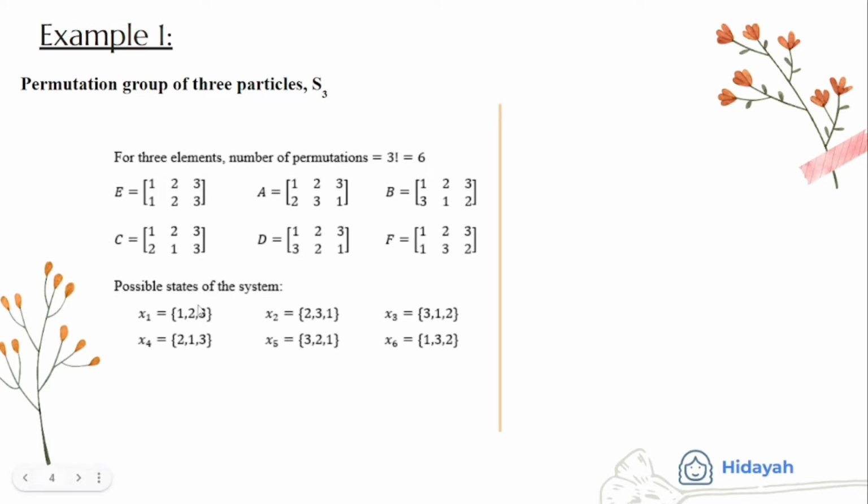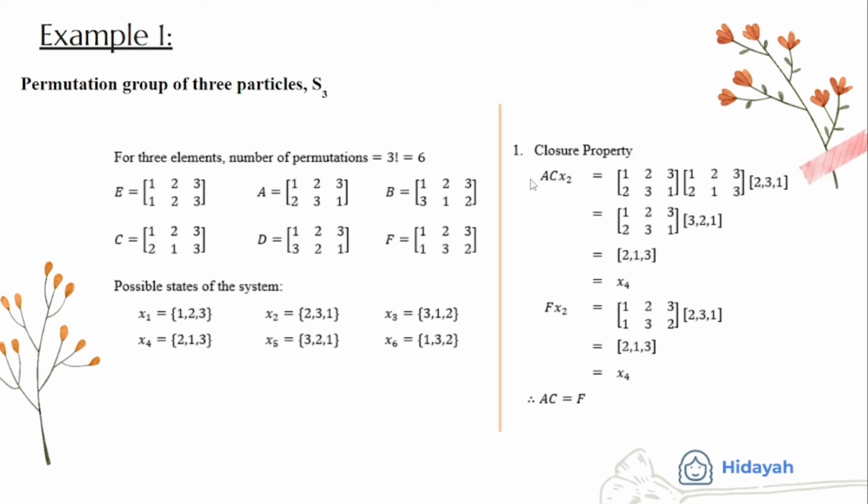So what are the possible states of the system containing 3 particles? It will have 1, 2, 3. It means the first particle is at position 1, the second particle at position 2, and the third particle at position 3. So this is the rest of the possible states of the system. Therefore, there are 6 different ways that we can choose the positions of the particles. So now, let's prove that the 6 permutations form a permutation group by the 4 conditions that we discussed earlier.